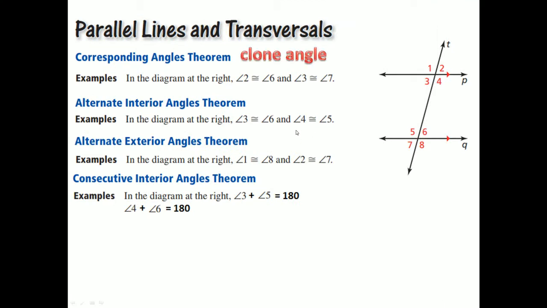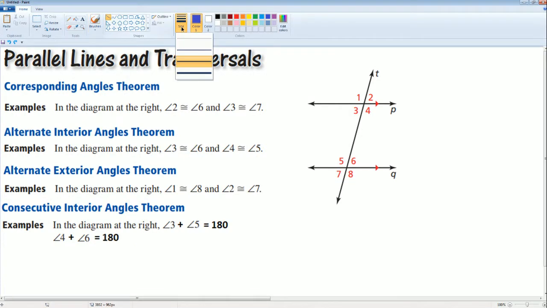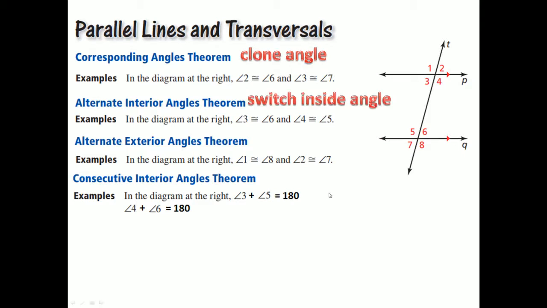We call that the corresponding angles. Next, it is the interior angles, right, 3 and 6, and 4 and 5. Let me show you that one. 3 is right here, then it goes across to 6, then you have 4 and 5. Do you see how it's crossing here or switching? And it is on the inside. What I mean by the inside is it is between P and Q. Let me show you, this is the inside. So we call that the switch inside angle. It's also called the alternate interior angles.